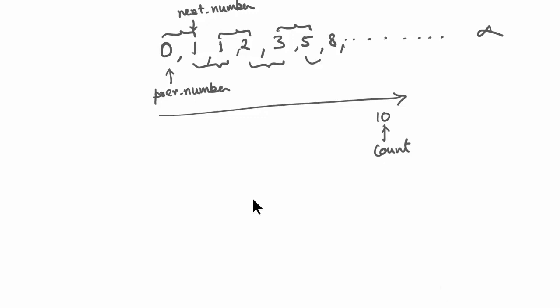And then the next number is 5 plus 8, 13. The next number is 8 plus 13, 21. And then 21 plus 13, I think that's 34, right? 1, 2, 3, 4, 5, 6, 7, 8, 9, 10. So 10 numbers. So 10 is the count. So we want to print 10 Fibonacci numbers.